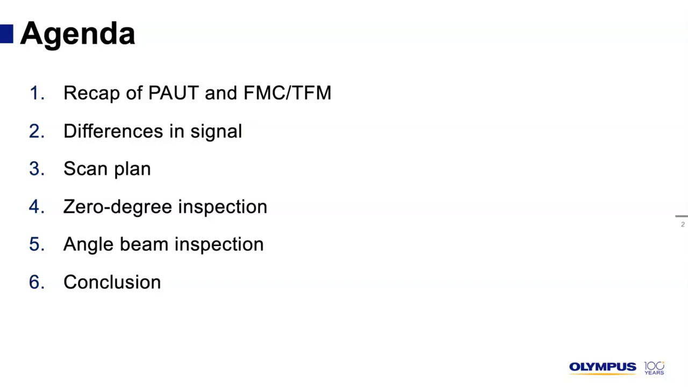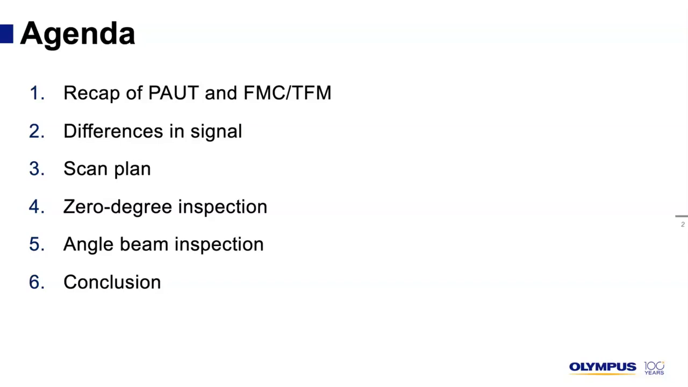We will then talk about signal characteristics. What are the differences between a phased array signal and a TFM signal? What advantages does TFM bring? What drawbacks as well? In terms of scan plan, what elements should we consider? Can we use any probe, any strategy, and the technology will just figure it out, or is there more to it than just beautiful images?